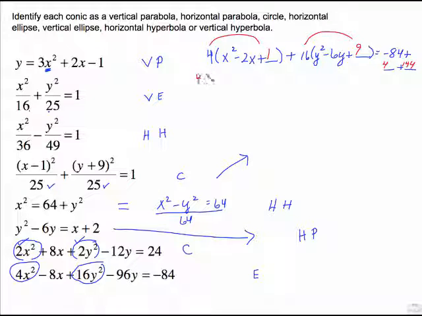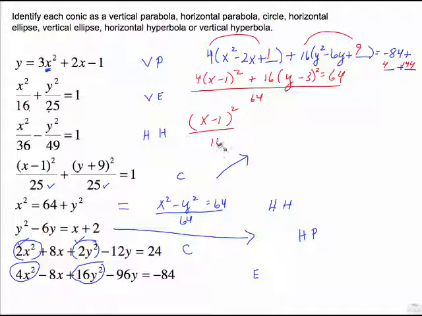So factoring this up, this is 4 times x minus 1 squared plus 16 times y minus 3 squared equals 64. Get this equal to 1 by dividing everything by 64. Gives me x minus 1 squared over 16 plus y minus 3 squared over 4 equals 1. So now, looking at the denominators, this denominator, which is underneath x, is bigger than this denominator, so that tells me that this is a horizontal ellipse.